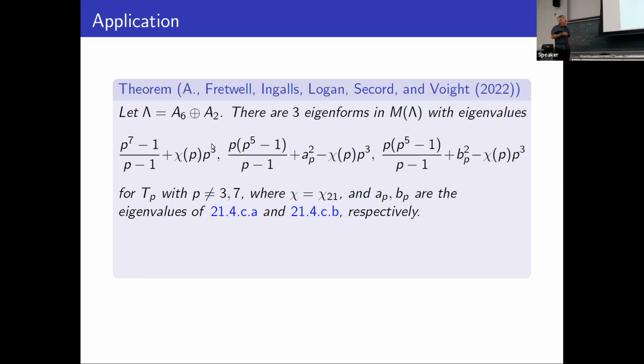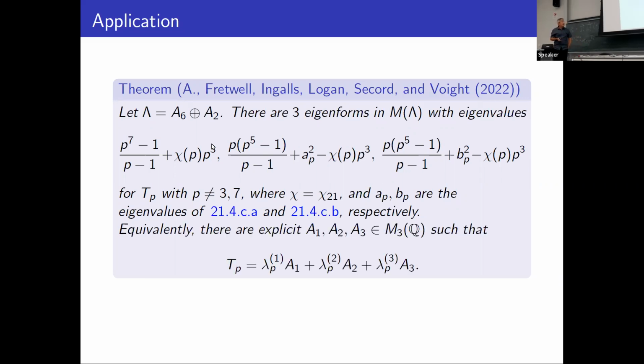But maybe another way to look at this same theorem is that there are some explicit matrices for which the adjacency matrix is just the linear sum of these Hecke eigenvalues, these orthogonal modular forms. So it's a really nice expression for these p-neighbor matrices.